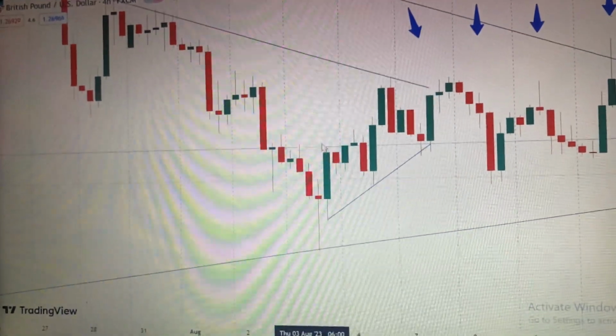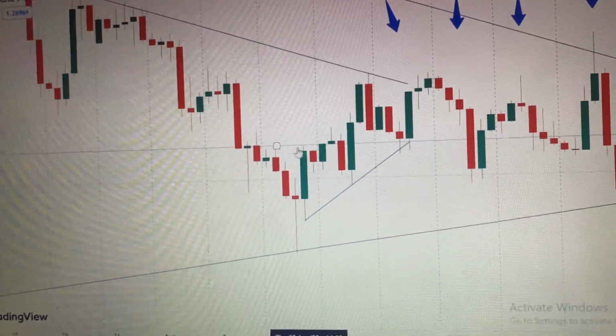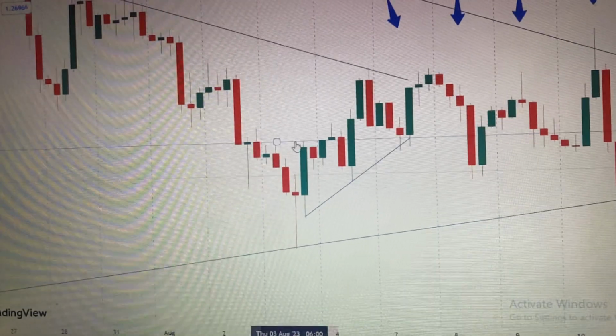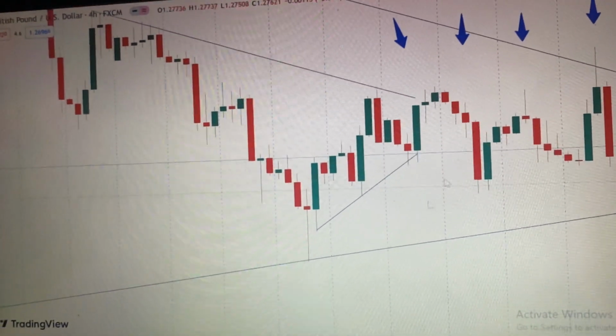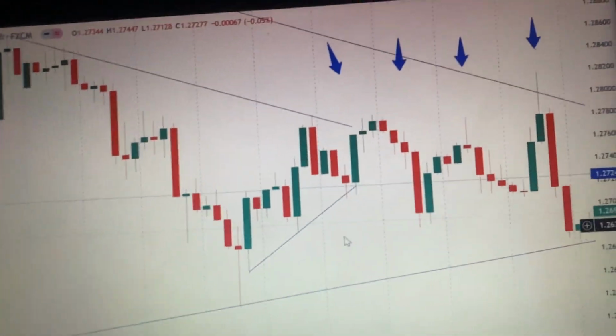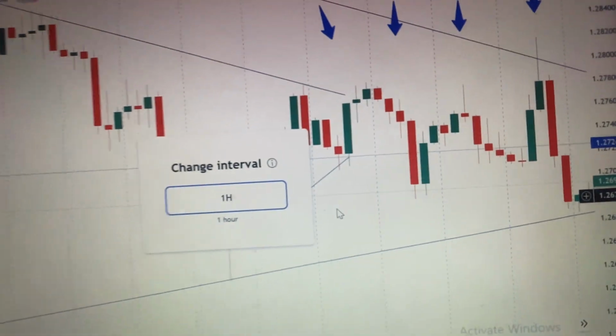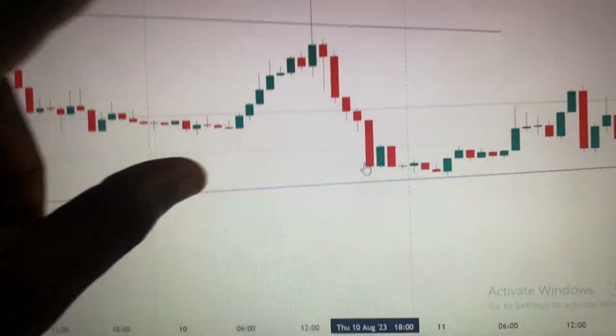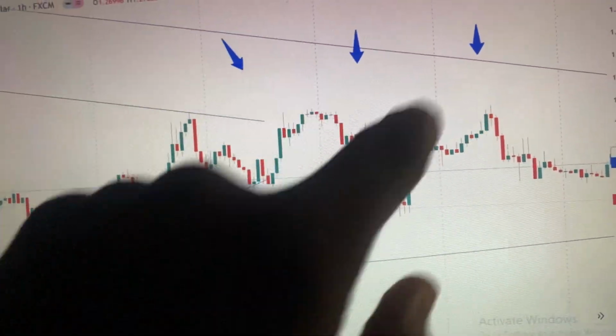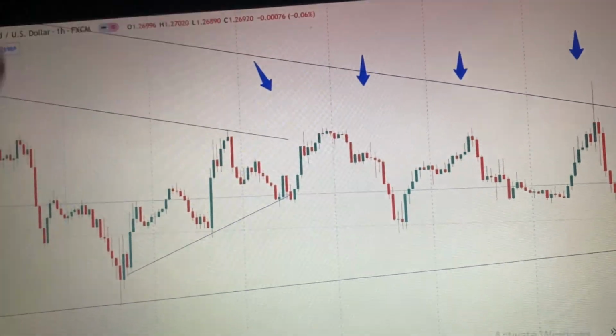Yes, this is 4 hours, but you can see this is a resistance zone. We always have one. Let's go to 1 hour and see. Now we are going to 1 hour. Press enter. These are the arrows. Don't forget, these are the arrows. But this is the first one, which is on Monday.